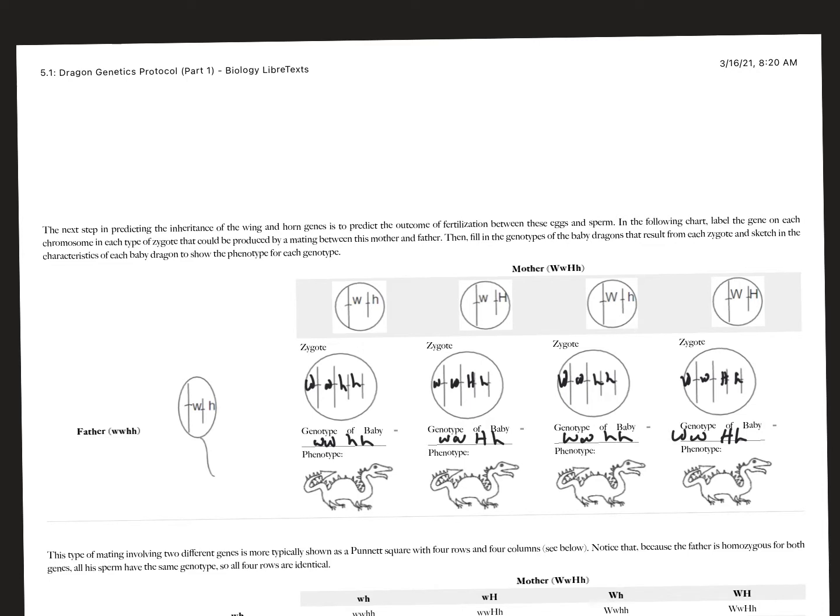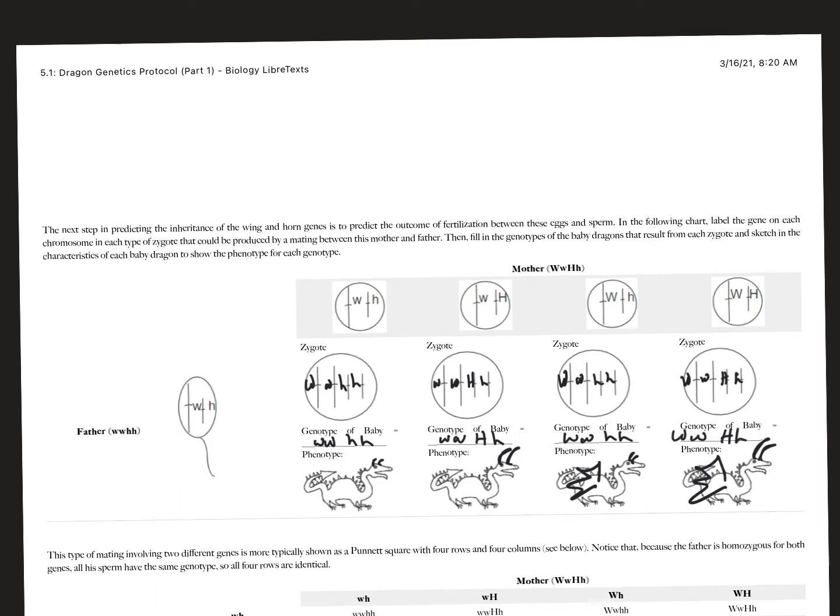I agree 100%. So these two don't have wings. First two don't have wings. The second two do have wings. And then the first one has little horns, correct? And the second one has big horns. And the third one has little horns. And the fourth one has big horns.